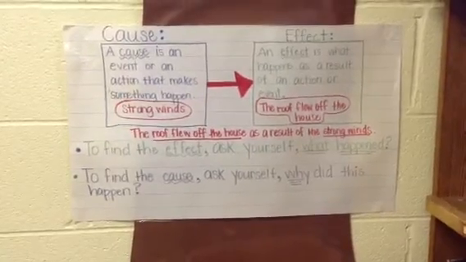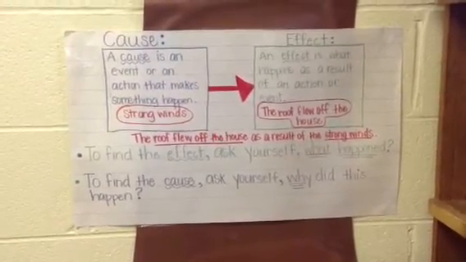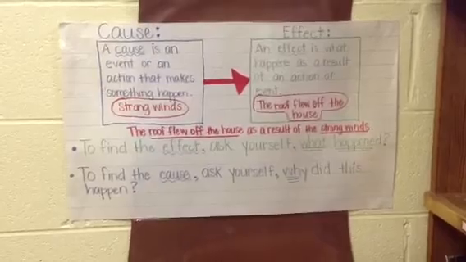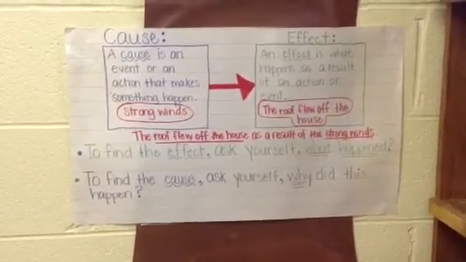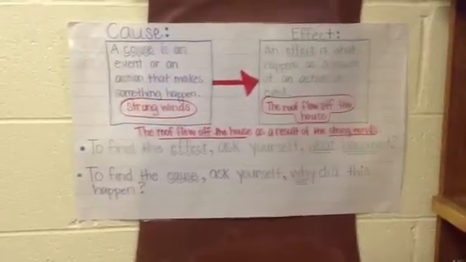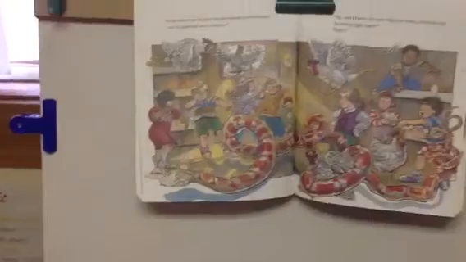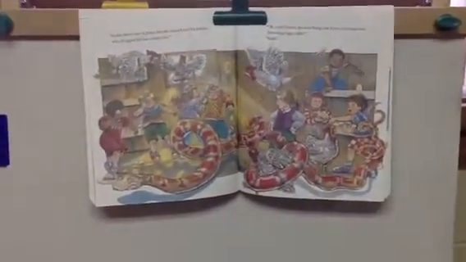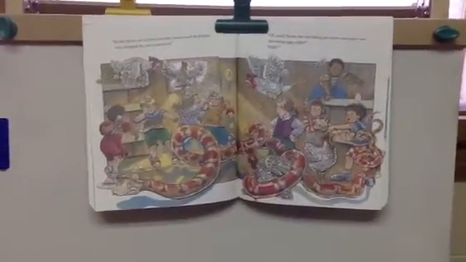In order to find the effect, you always want to ask yourself what happened. To find the cause, ask yourself, why did this happen? Let's think back to the story that we read today. The day Jimmy's boa ate the wash. Look at this page that I've turned to.